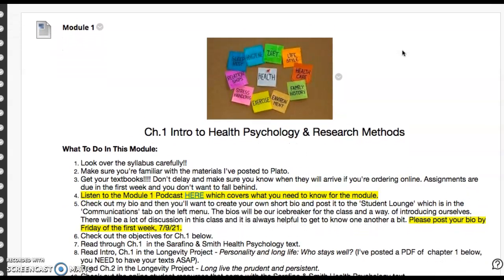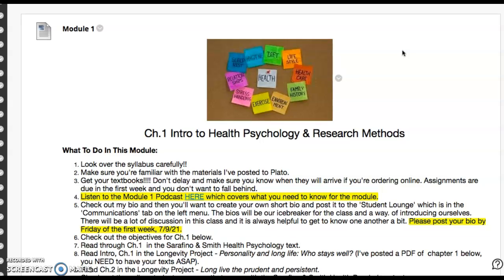But this podcast is meant to just give you an overview of what's coming up. The class is very reading heavy, so you're pretty much reading through the chapters, and then you're interacting with one another in discussion posts, and that's where I get to see how well you've understood the concepts in the chapters and how well you're able to apply those to discussions with one another.